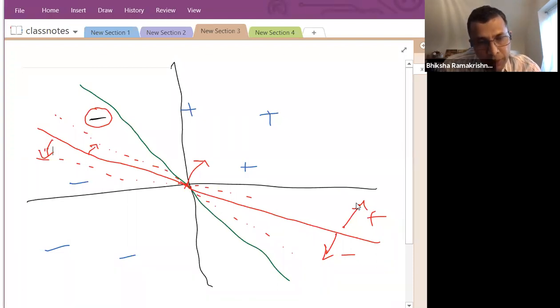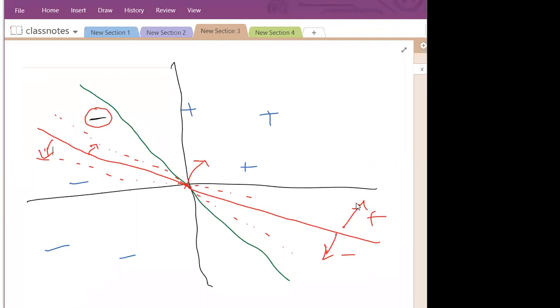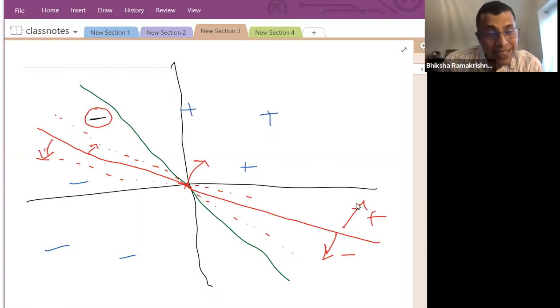Anybody? I mean, not a mistake, but what was the first problem? Somebody mentioned it. Pardon me? We cannot tell the distance of the point to the boundary. Exactly. So we cannot tell the distance of the point to the boundary.